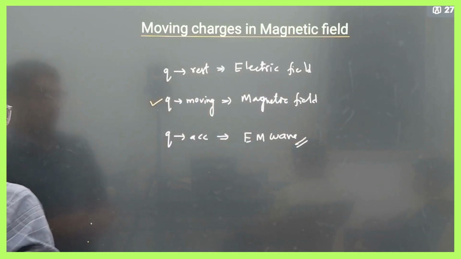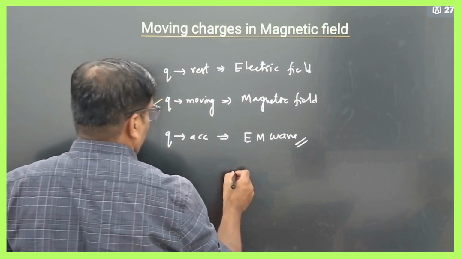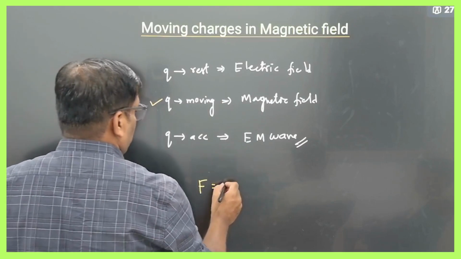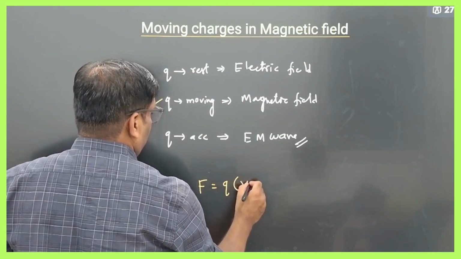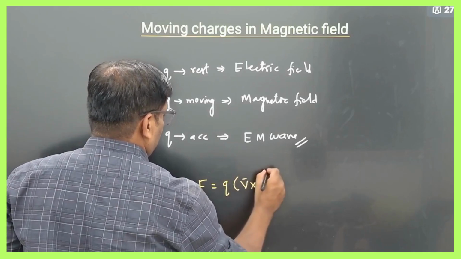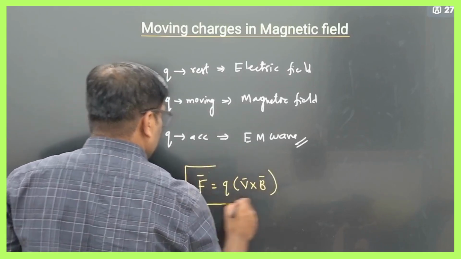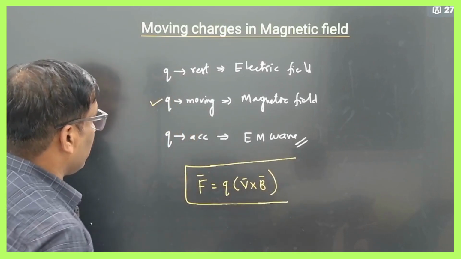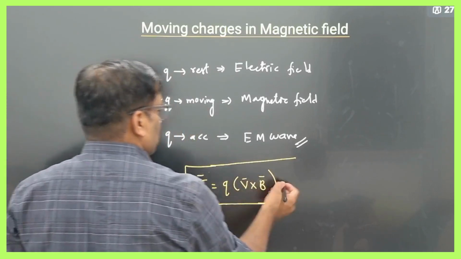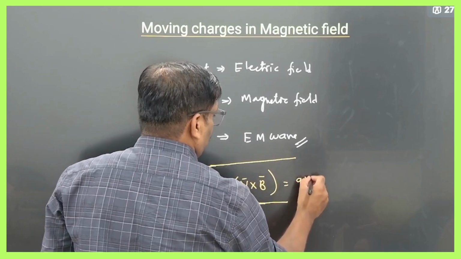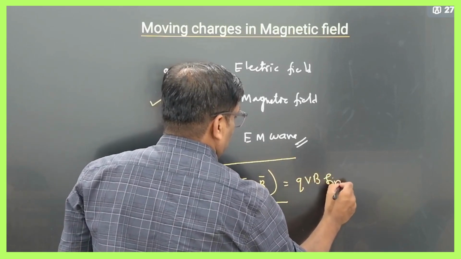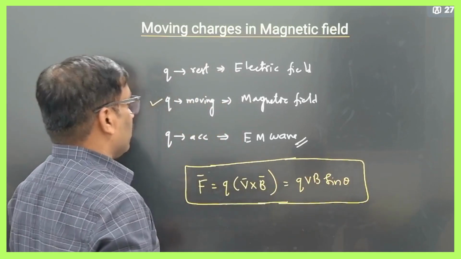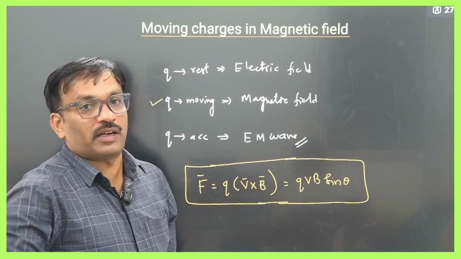What is that force? Suppose here there is a magnet. The force F is equal to Q into V cross B, in vector form. F = Q(V × B). Expanding the cross product, it is Q V B sin theta, where theta is the angle between the velocity and the magnetic field.